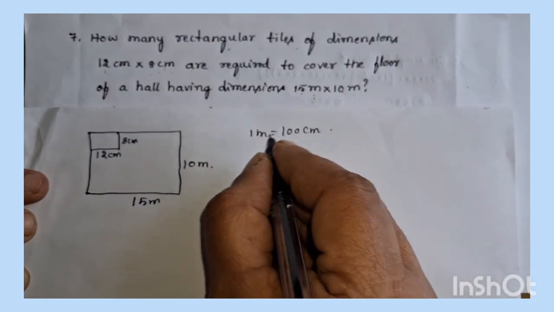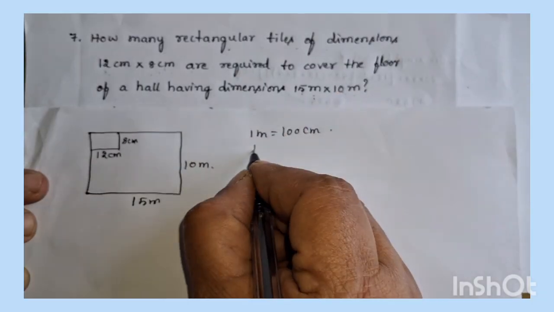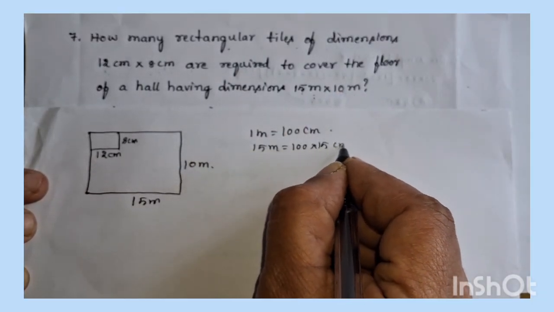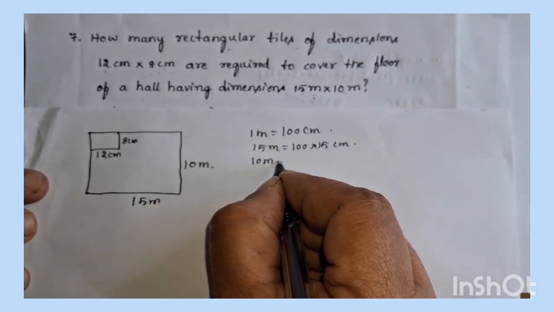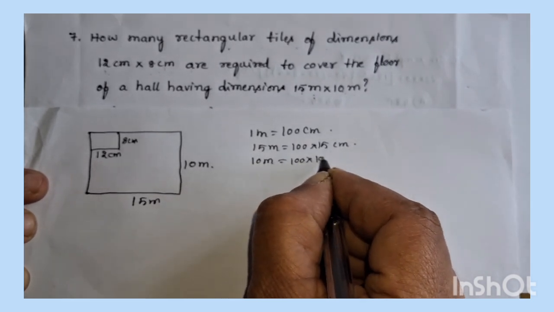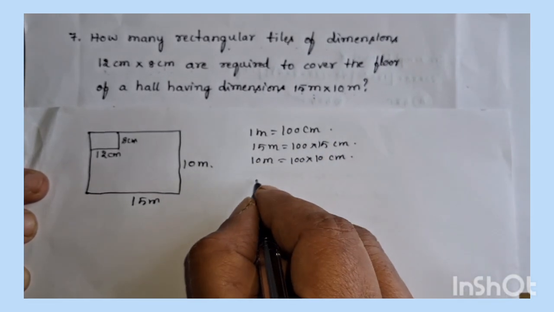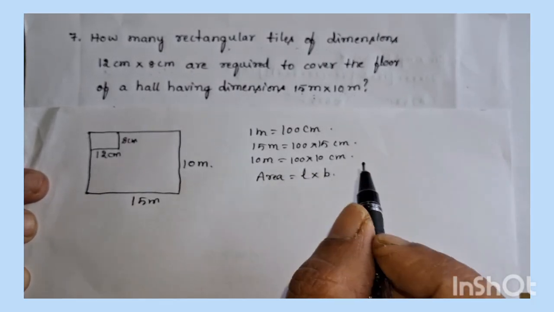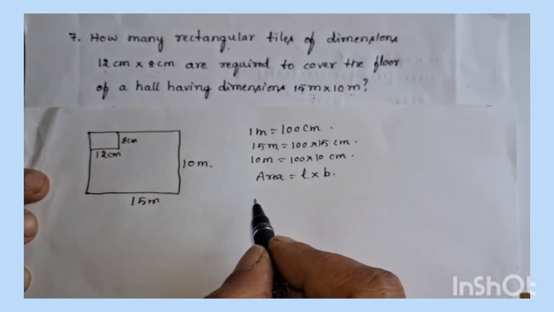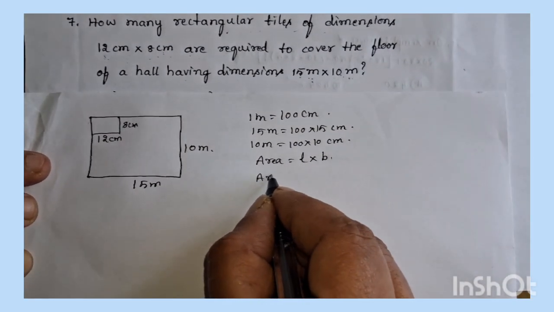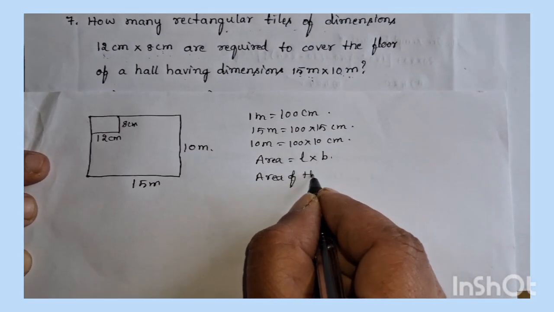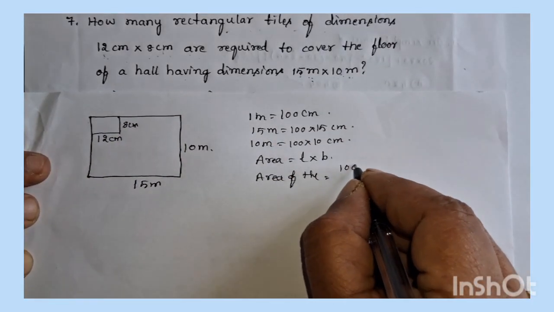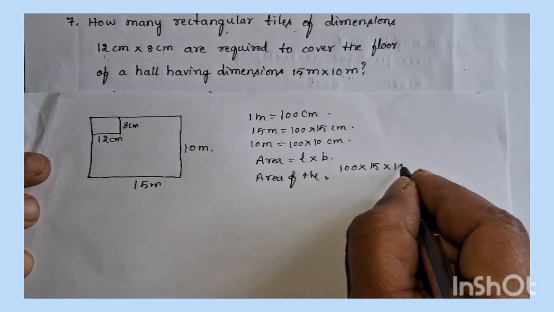Dimensions of the hall is given in meters and the tiles is given in centimeters. So we must convert meters into centimeters first, and we know that 1 meter is equal to 100 centimeters. 15 meters become 100 into 15 centimeters and 10 meters 100 into 10 centimeters. And we know that area is the product of length and breadth. First we write the area of the floor of the hall. It is 100 into 15 into 100 into 10 square centimeters.